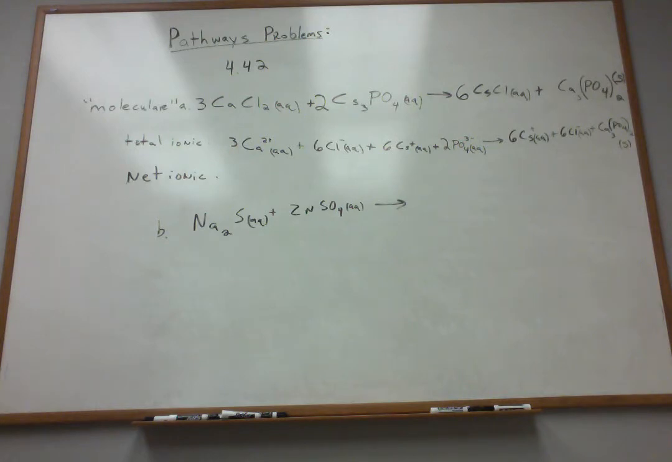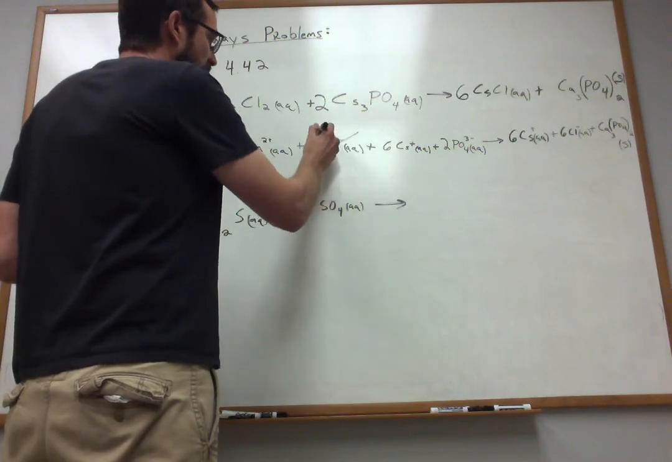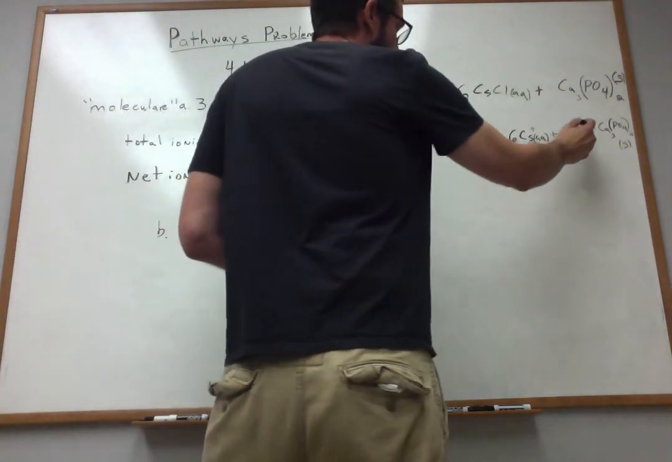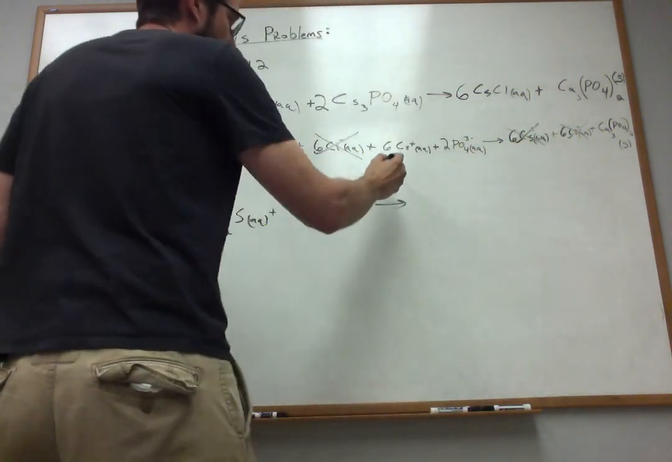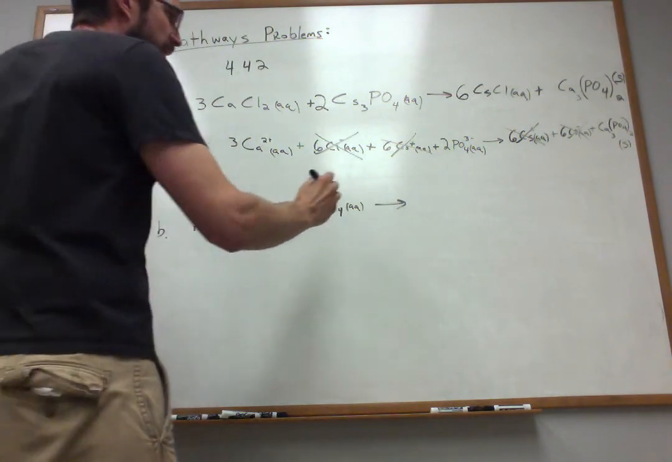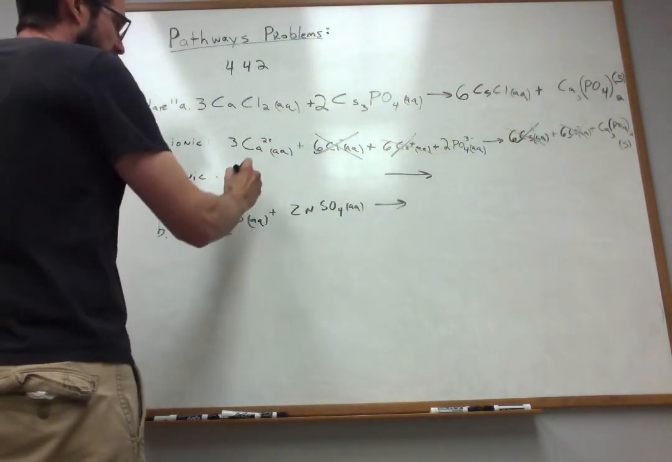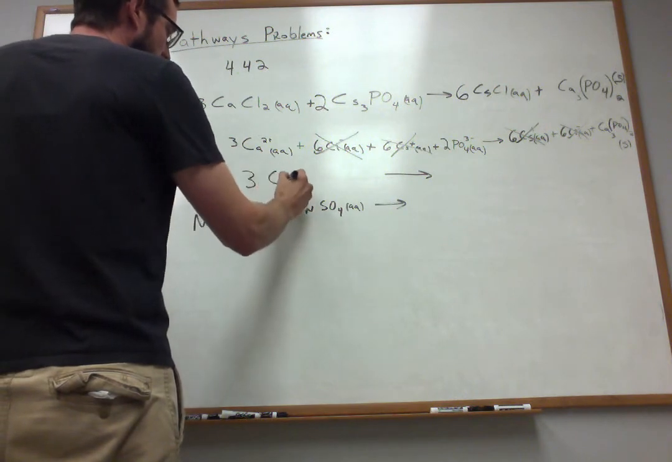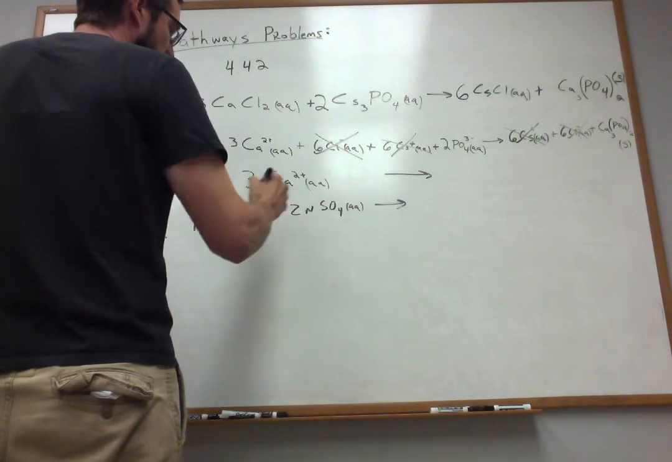Spectators are unchanged before and after the reaction. They should be the same on both sides of the arrow. And if I'm looking for spectators, I see these 6 Cl minus, and I say, oh, that's a spectator. So it doesn't change. Also, these 6 Cs plus doesn't change, right? Spectator ions never appear in net ionic equations, only the ions which participate in the chemistry.